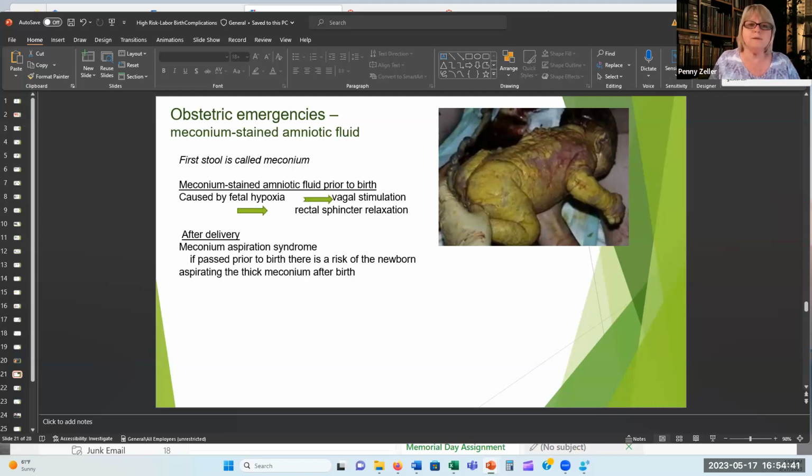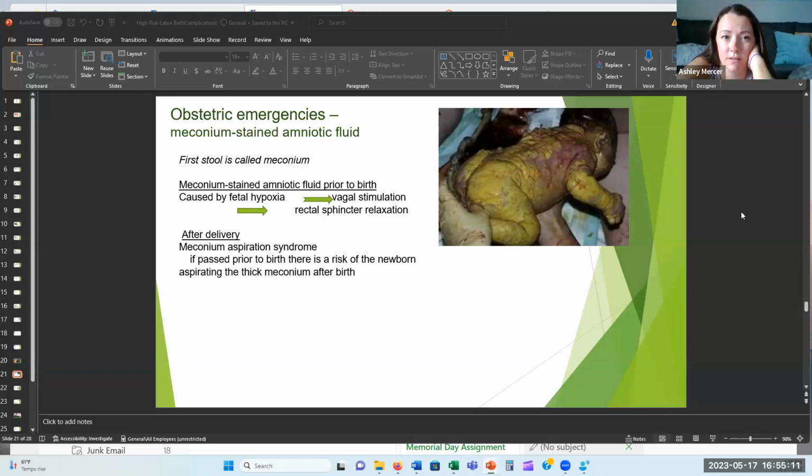If you were working in labor and delivery and you noticed that the meconium was becoming discolored, with more of a green tint to it, what would you do? If you saw green amniotic fluid, what would you do? I'd notify the physician. Yeah, you notify the provider.